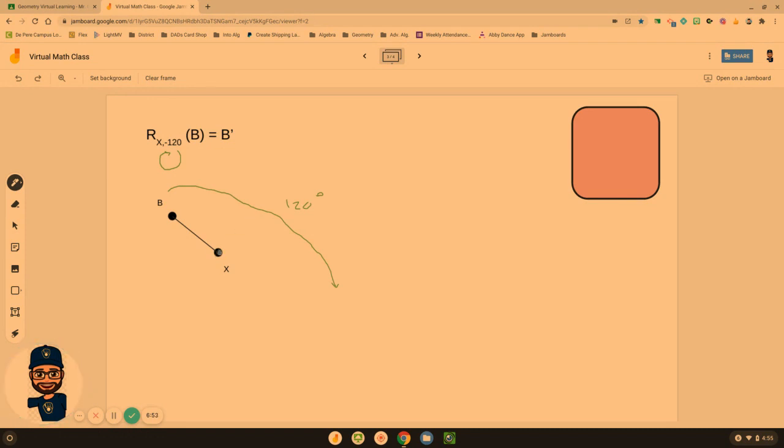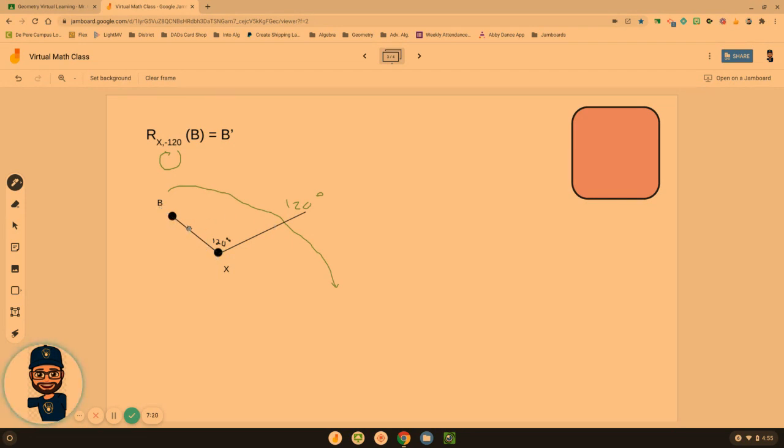So maybe I'm going to draw it somewhere in that range. Okay, and remember, I'm just going to draw it pretty long for right now. All right, how do I know that that's 120? I have to make sure that I label it. Unless we had a compass or a protractor that we could physically measure, we're going to have to label that as our evidence. Now, how do I know where to put our final image, B prime?